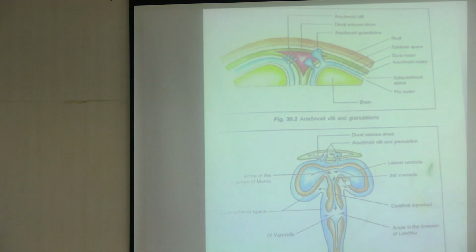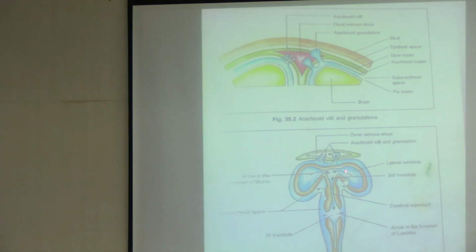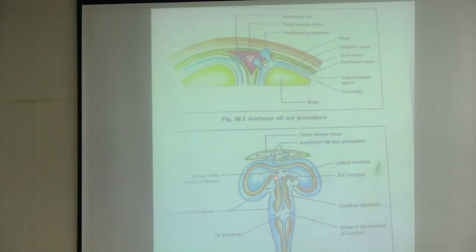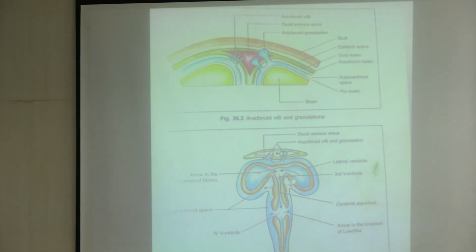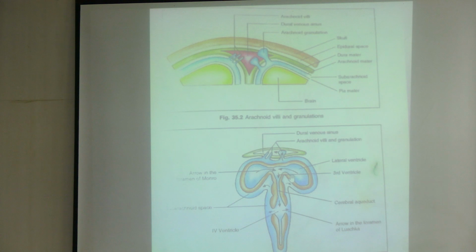Here you see, it is the lateral ventricle. From the lateral ventricle it will come to the third ventricle. This opening is known as foramen of Monro. Now from there it is coming to the third ventricle.